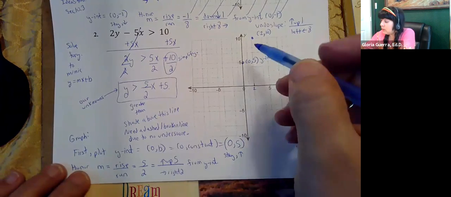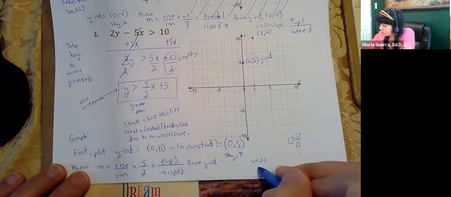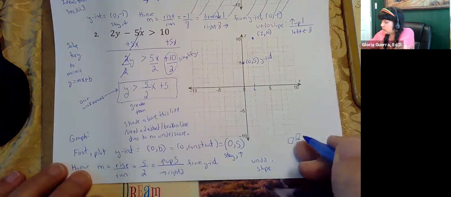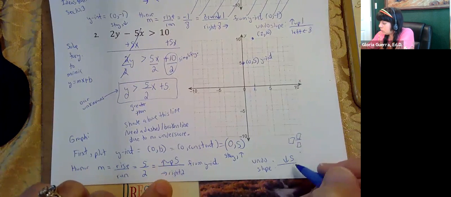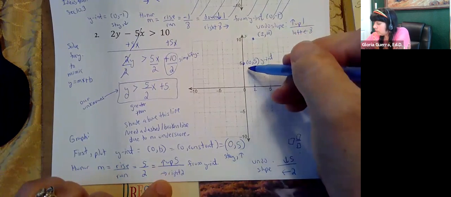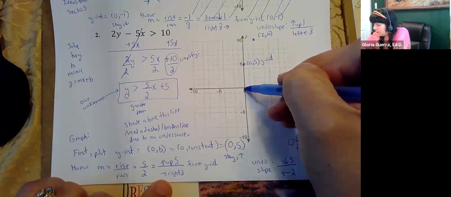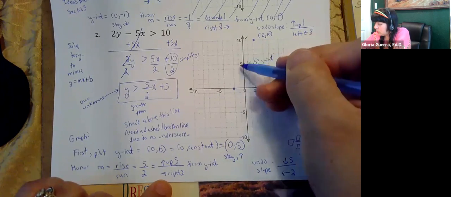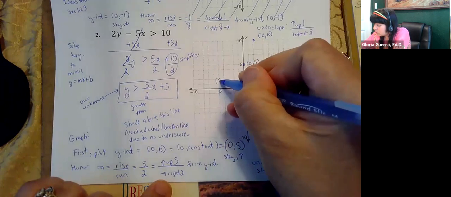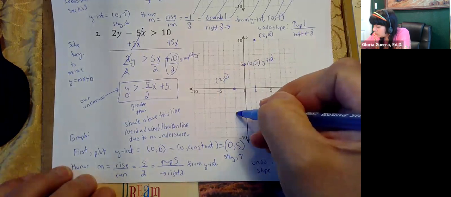But I don't have any more grid, so I cannot keep going up 5, right 2. But I have a lot of grid down here, so all I have to do is undo our slope. So instead of going up 5, I would go down 5. Instead of going right 2, I would go left 2. So I'm going to go from here, from 0, 5, down 5. That takes me down to 0, right? And then left 2. See, that looks collinear. This point is 2, 0.